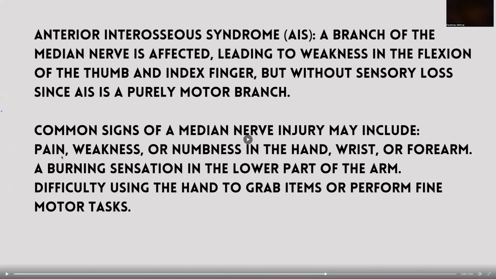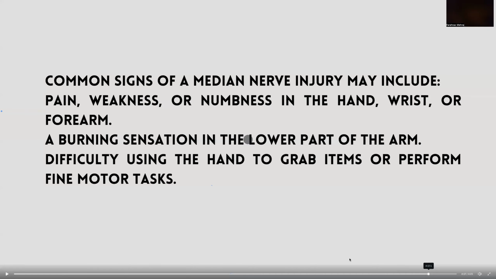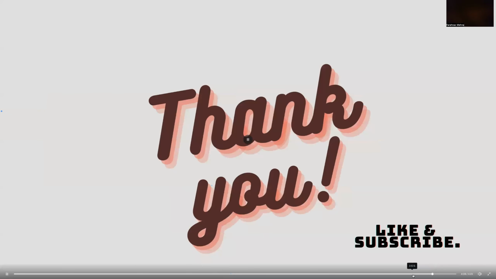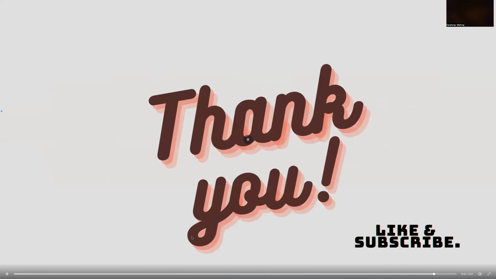Now the common signs of median nerve injuries, of course, include pain, weakness, and numbness in the hand, wrist, or forearm, and a burning sensation in the lower part of the arm. And the other thing that is very commonly associated with median nerve injury is difficulty in using the hand to grab items or perform fine motor tasks, because the thenar eminence and the opponens pollicis and all those muscles are supplied by the median nerve.